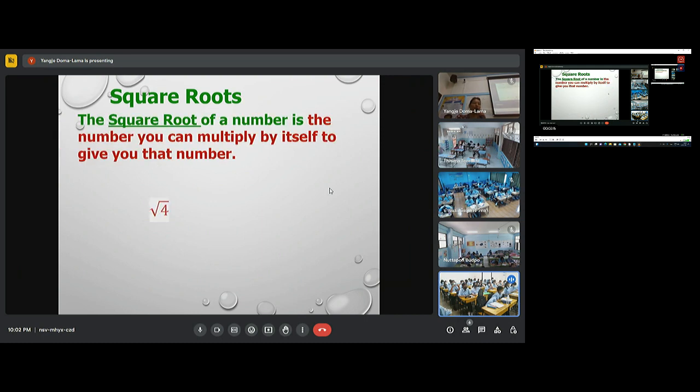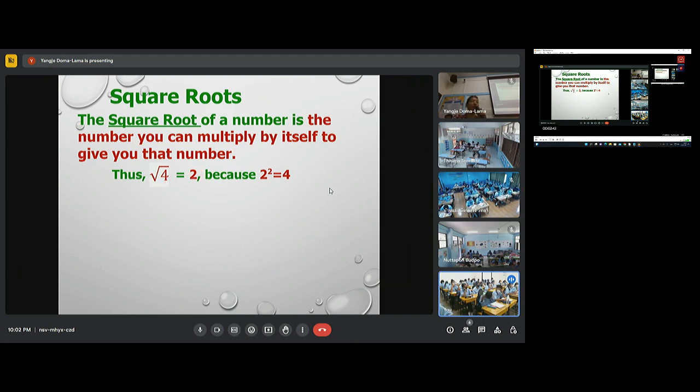Similarly, if you know the squares, now we have a root. So look at this. This symbol we call root is called radical. Root under 4 means 2. How do you know root under 4 is 2? Because 2 square is 4. That's why 2 is the square root of 4.